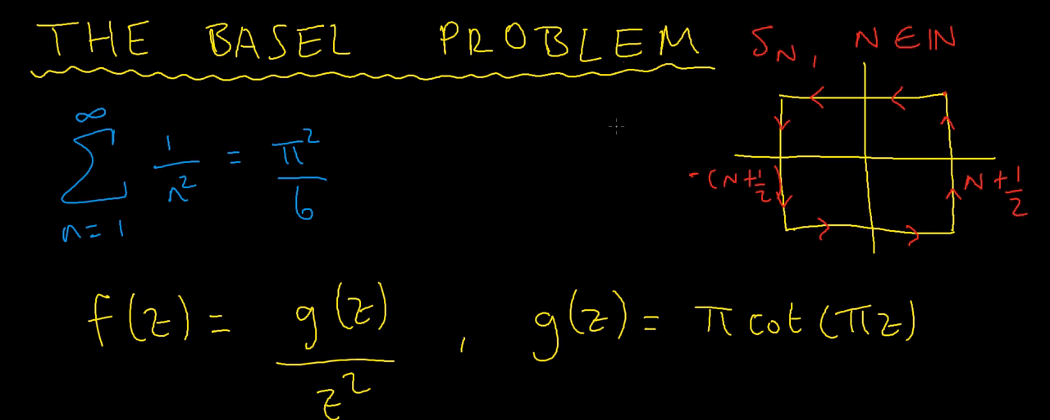Okay, so in this video I want to tackle a very important sum. That's the so-called Basel problem, which was solved by Euler and other mathematicians like him. And that says that basically the sum from n equals 1 to infinity of 1 over n squared, the reciprocals of the squares, is just equal to pi squared over 6.